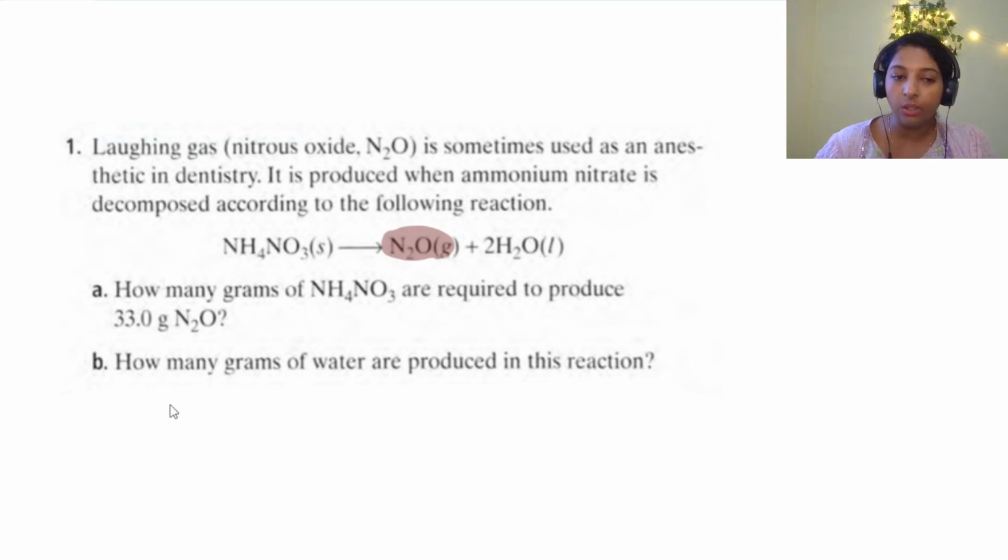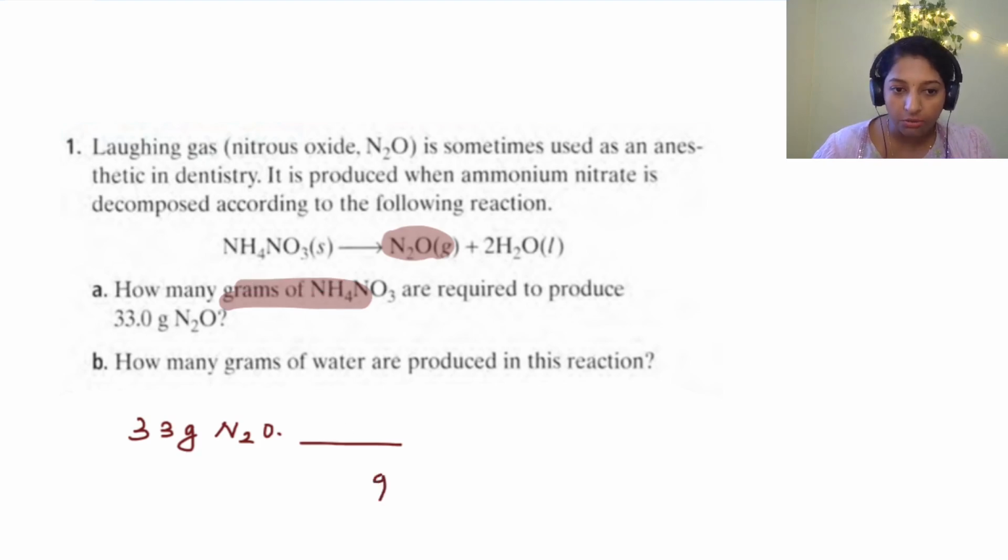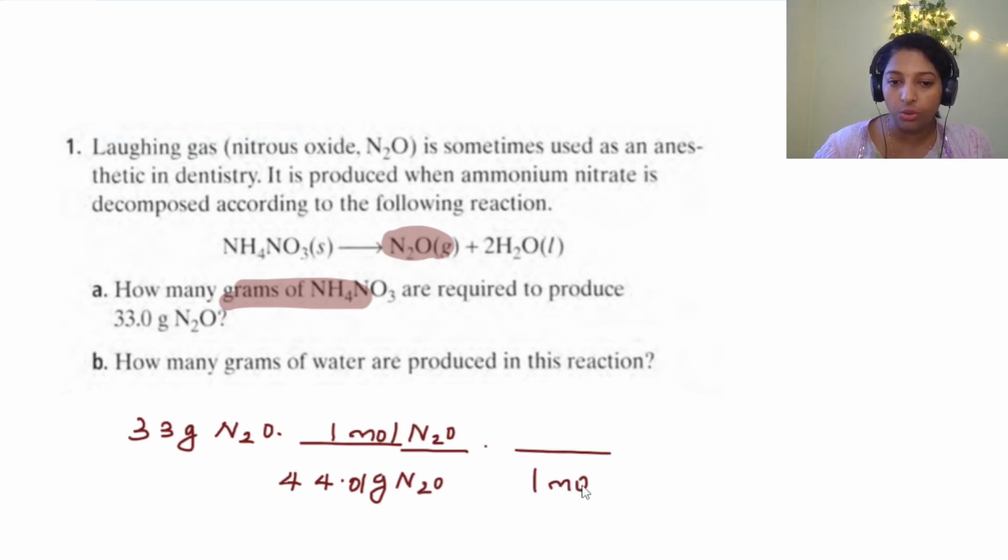Again, always start with the question. The question is about 33 grams of N2O. So what is your aim? It has to be converted to grams of ammonium nitrate. You know the method. The grams of N2O have to cancel and the relation is 1 mole of N2O is equal to the molar mass of N2O, which I think is 44.01. And then you can convert the 1 mole of N2O to the ammonium nitrate that we need.